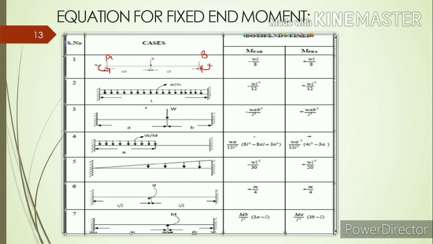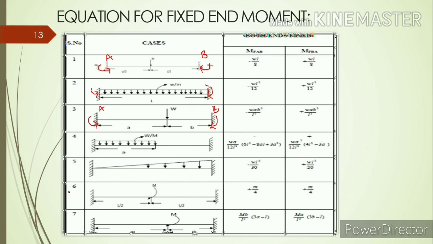Next, the second case is the fixed beam subjected to a uniformly distributed load throughout the span. Therefore, M of AB is anti-clockwise, hence minus WL square by 12, and M of BA is in the clockwise direction, plus WL square by 12. Next, a concentrated load is acting unsymmetrically, at a distance A from the support A and B from the support B. So M of AB, the fixed moment at the joint A, is minus WAB square by L square, and M of BA is plus WAB square by L square.